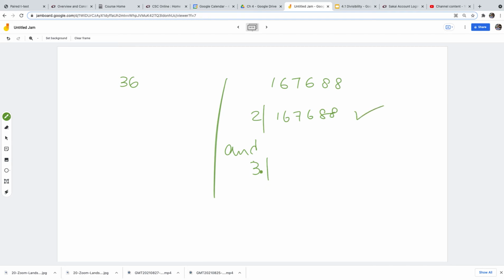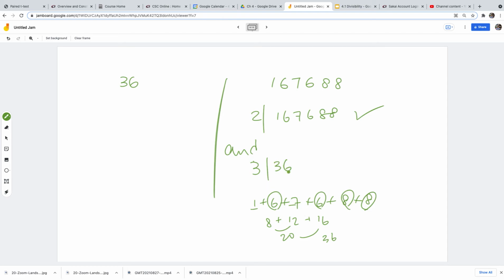For this, how about divisibility of 3? We just need to add all of these digits together. So 1 plus 6 plus 7 plus 6 plus 8 plus 8, right? I know the double of 6 is 12, and double of 8 is 16, and I have 1 and 7 is 8, and this is 20 and 16, 36. 36 is divisible by 3, right?